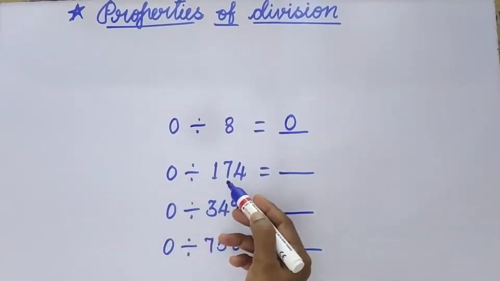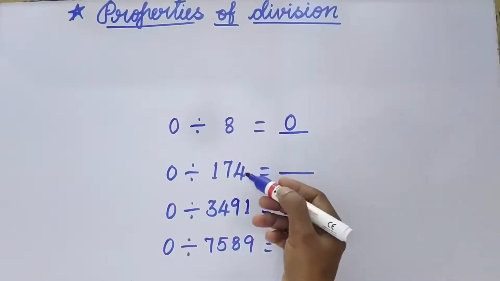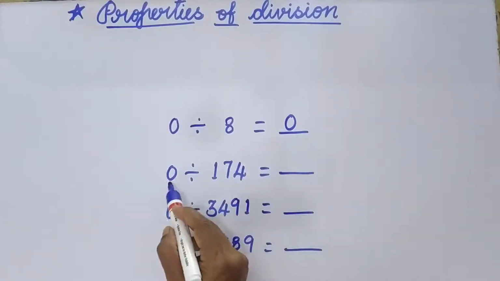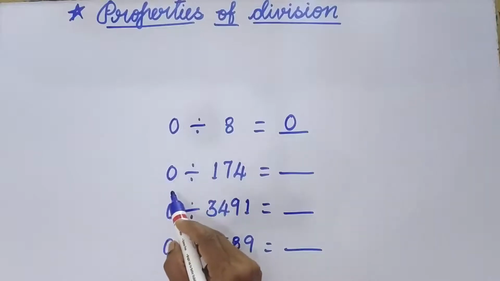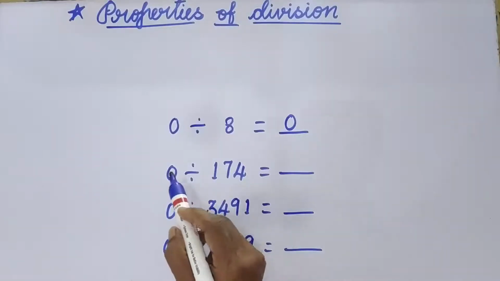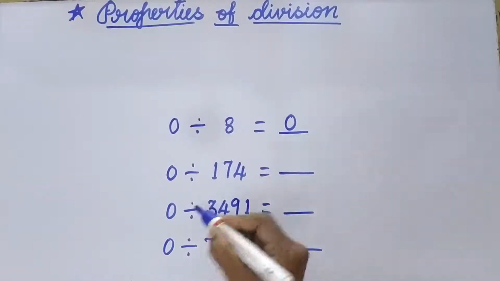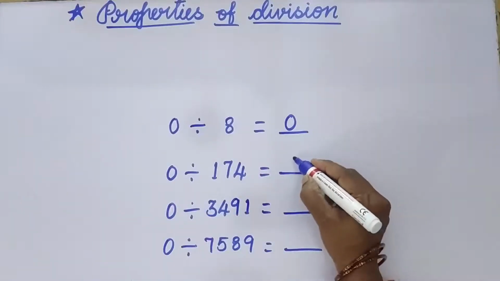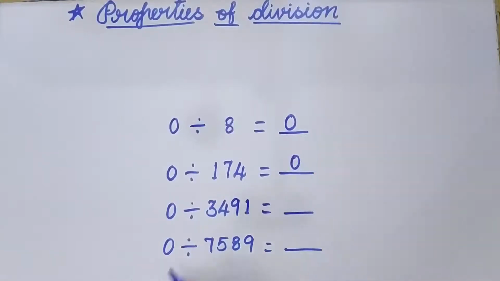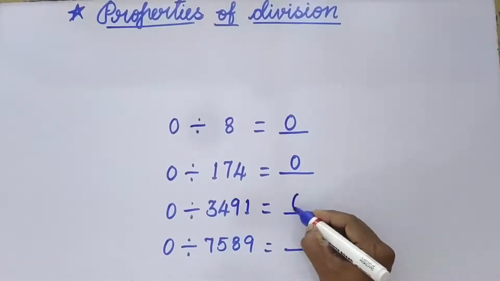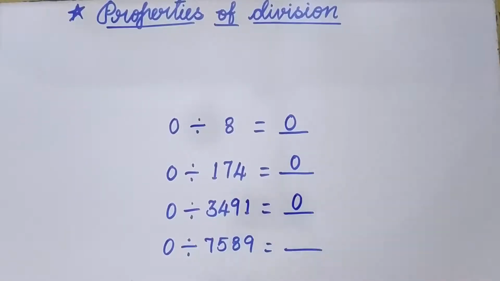0 divided by 174. Whatever the divisor may be, if we have 0 in the place of the dividend, then if 0 is divided by any number other than 0, the quotient is 0. So here also 0. 0 divided by 3491, of course, here also we get 0 according to the property of division. Then 0 divided by 7589 will be 0 itself.